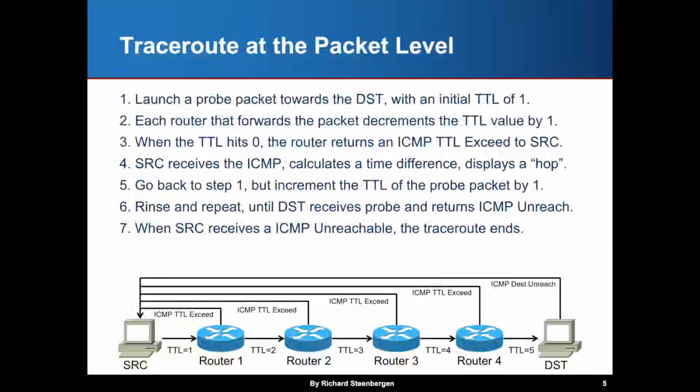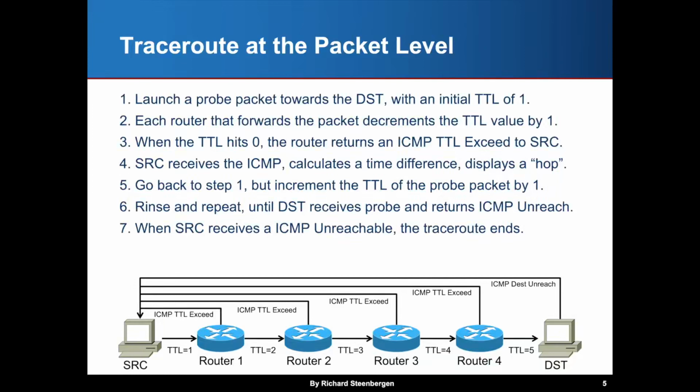But here's what this looks like at a packet level. So the first thing we do is we launch a probe packet towards the destination. We set our TTL, our time to live, value at 1. And every router that forwards the packet, by definition of how routing works, will decrement the TTL by 1. And then when the TTL hits 0, the router drops the packet and it returns an ICMP TTL exceed is the name of the protocol type. And it sends it back to the source that sent the packet.